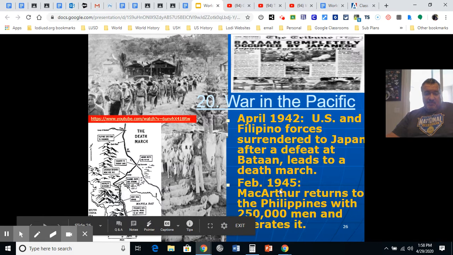Eventually, when MacArthur left, he didn't really want to leave, but he promises in a speech, he says, I shall return. And in February 1945, about 3 years later, he does return to the Philippines with 250,000 men and frees it from Japan. And so that was a big issue.